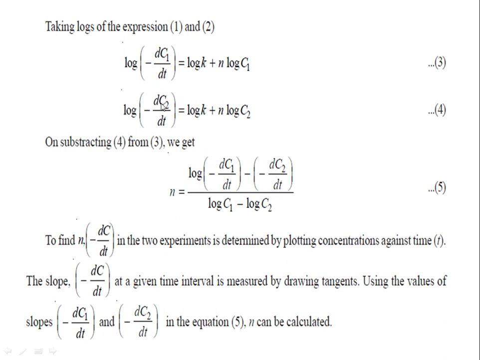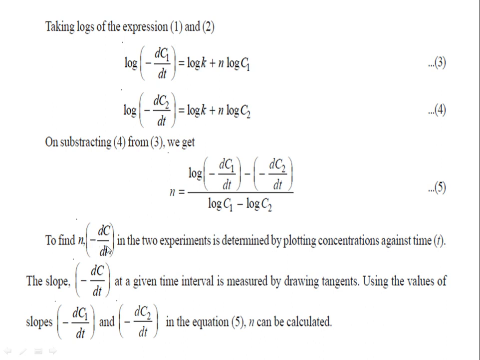So first we subtract the left-hand side, that is, we are subtracting 4 from 3. So log of minus dC1 upon dt minus log of minus dC2 upon dt equals n times log C1 minus log C2, since log k minus log k will be 0. So here n becomes common. n represents the order of reaction.